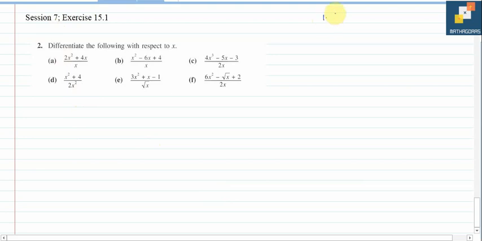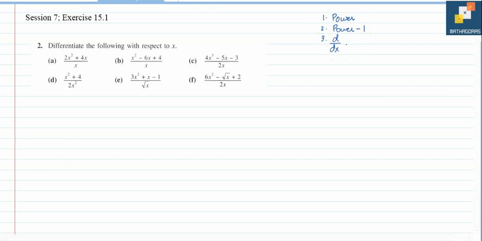In order to differentiate, first you need to write down the power. For the second step you need to subtract 1 from the power, and after that you need to differentiate your function. There are three most important steps to differentiate a function. Now we need to apply those three principles in different types of questions. That is question number 2 on your screen.